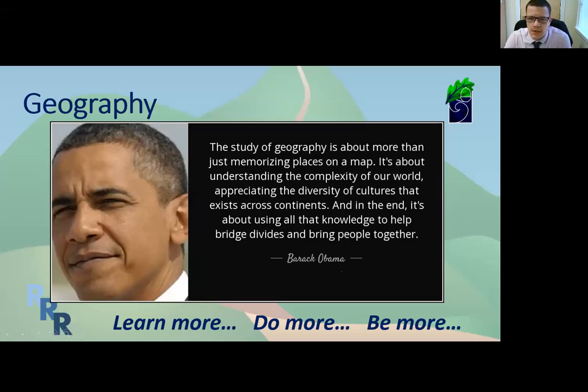The study of geography is more than just about memorizing places on a map. It's about understanding the complexities of our world, appreciating the diversity of cultures that exist across continents. And in the end, it's about using all that knowledge to help bridge divides that bring people together. That Barack Obama's pretty wise, eh?